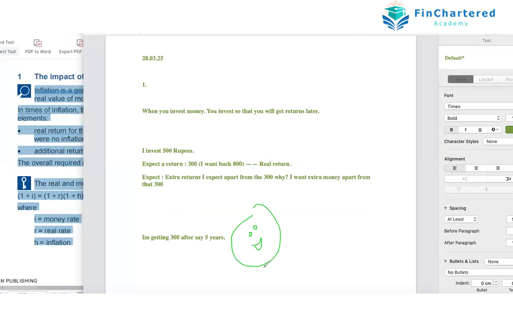But the thing is, in 5 years, what will happen to the value of money? What will happen to inflation? What will happen to prices? In 5 years, 300 rupees will not even get me, for example, one meal. Now, in 300 rupees, I'll get one meal. But in 5 years, in 300 rupees, I'll get nothing.